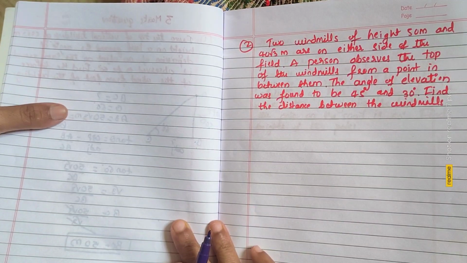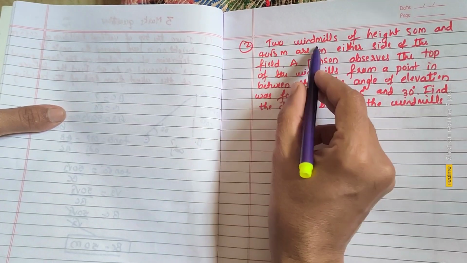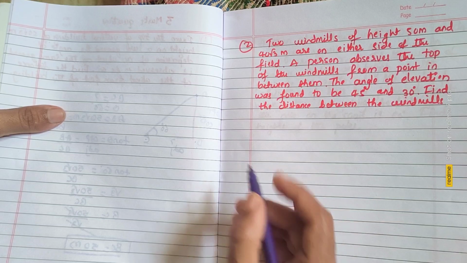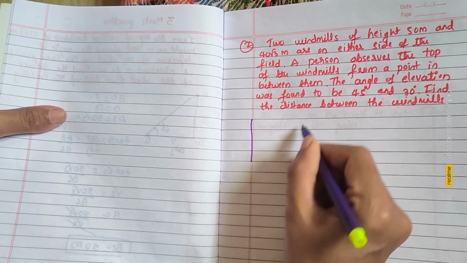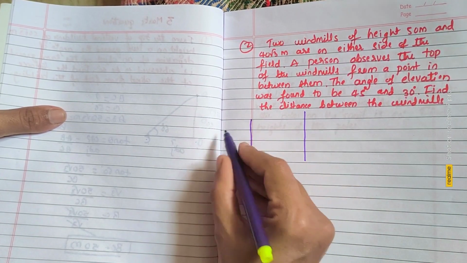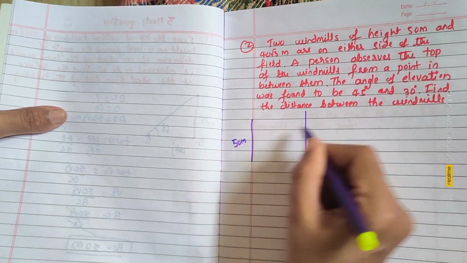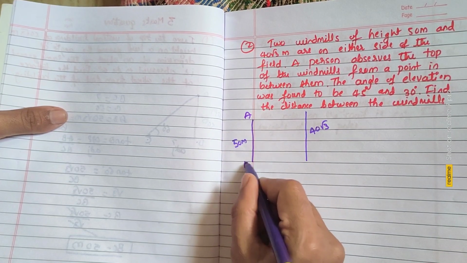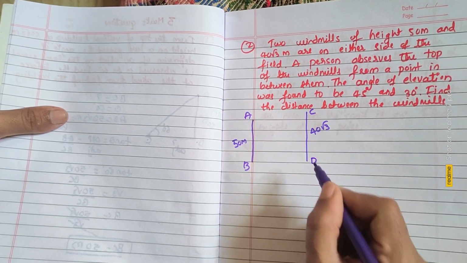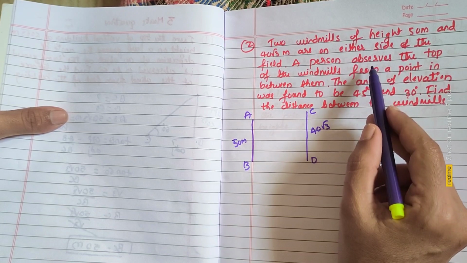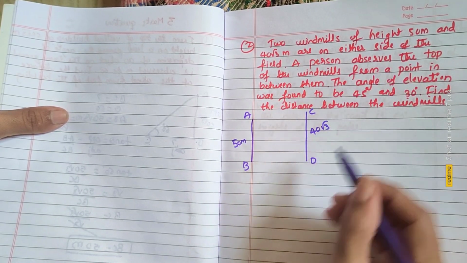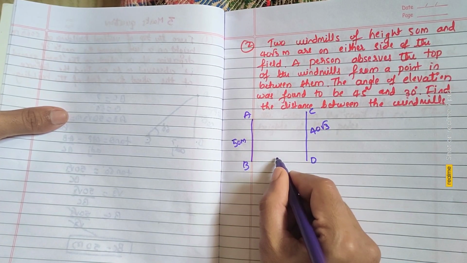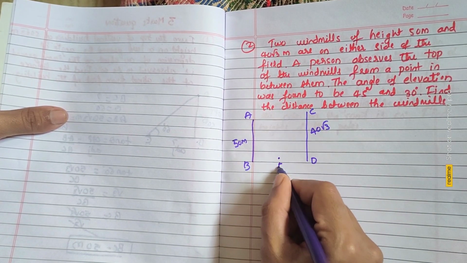Here we have the second question. Two windmills of height 50 meters and 40 root 3 meters. There are two windmills. The heights are 50 meters and 40 root 3 meters. I take this as AB and this as CD. A person observes the top of the windmills from a point in between them. I call this point E.